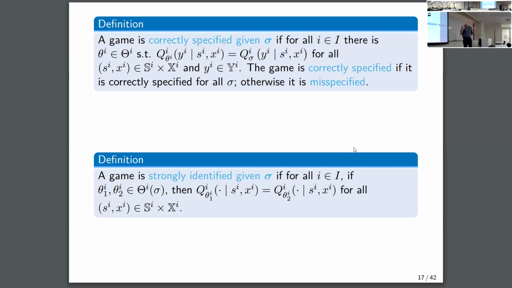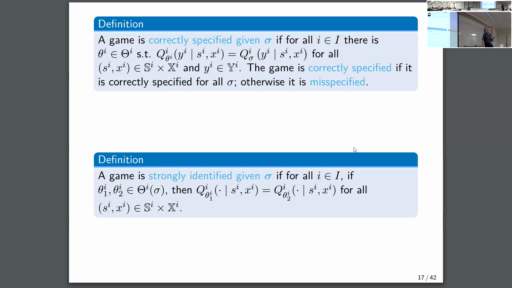Another definition: the game is strongly identified given sigma if, for all players i, if both theta 1i and theta 2i are KL minimizers given sigma, then they have the same distribution on consequences. But it's not quite the same as a unique KL minimizer. See, these two different things are minimizers given sigma. They're observationally indistinguishable, which is not the case in the other examples.